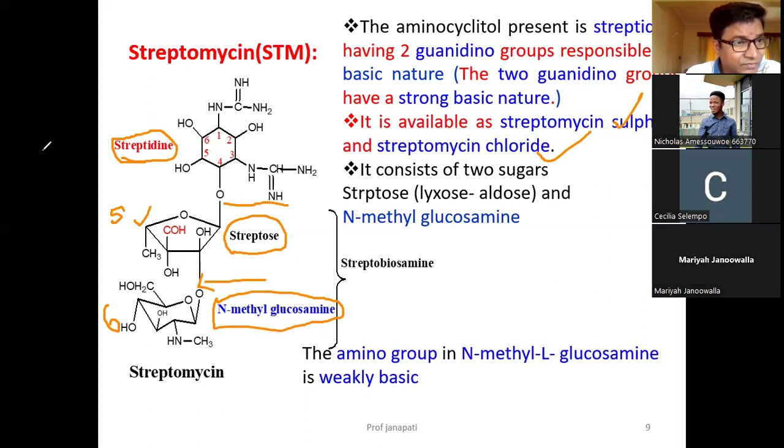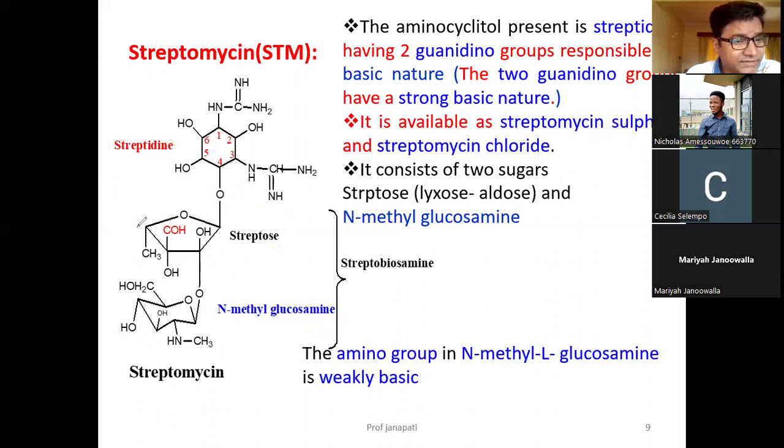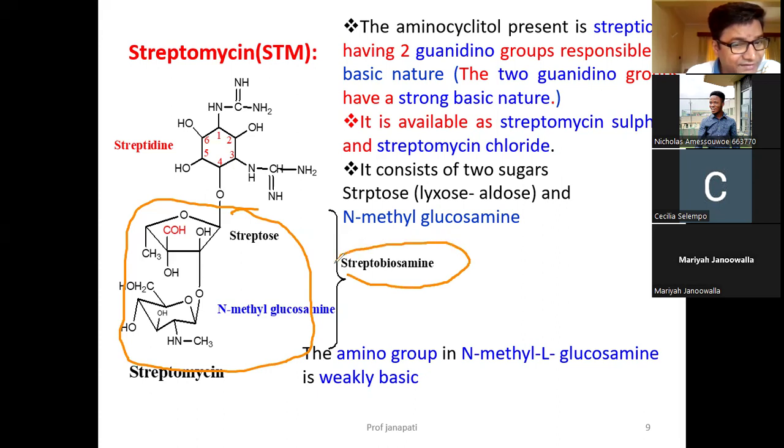One more important thing is that both this streptose and N-methyl glucosamine are called streptobiosamine. So you can tell that streptomycin consists of streptidine and streptobiosamine. Clear? Streptobiosamine again consists of streptose and N-methyl glucosamine. How are these rings linked? By glycosidic linkage.